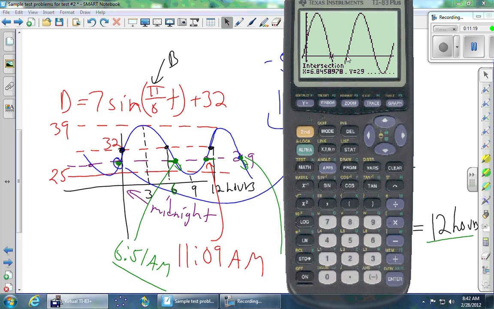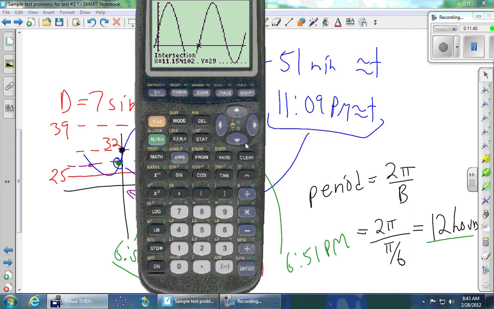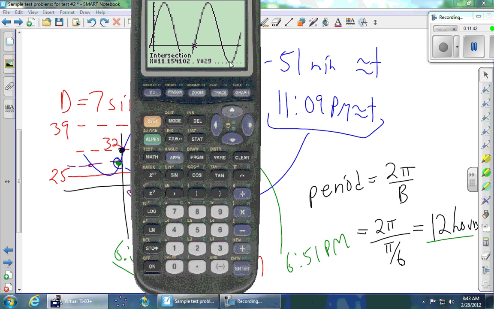And we can do the same thing to get this number. So we'll go second calc and then intersect. First curve, enter. Second curve, enter. I don't know what the answer is, but I know it's definitely more than 6. Maybe we'll guess around 12. And 11.15. Again, convert that 0.15 hours into minutes, and we should get the 9 minutes. And then the last answer, if we did it one more time, we'd get this number, which would be 6:51, but it would be in the PM, so it would be 18 and 51 minutes, so about 18.8 something.